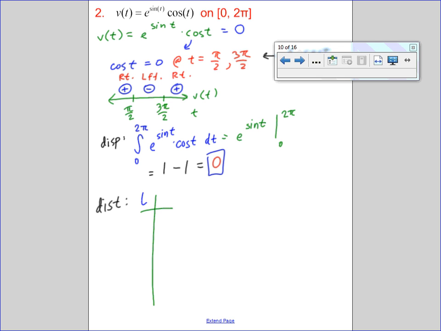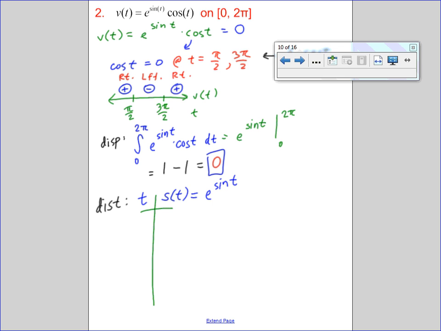We'll put t, and we'll put my potential displacement slash position function. We got e to the sine of t. Now that includes a plus c, right? We don't have this position function nailed down, and that's why I keep referring to potential, but we know that the changes in position overall are still going to give us the overall distance traveled.